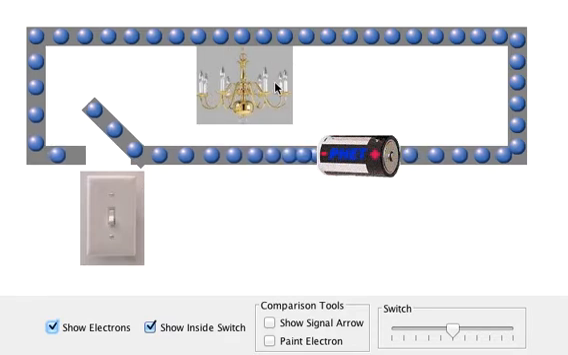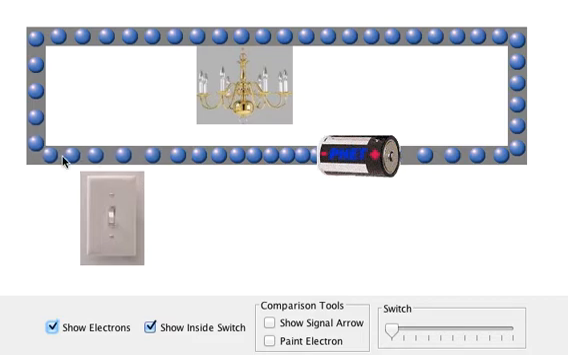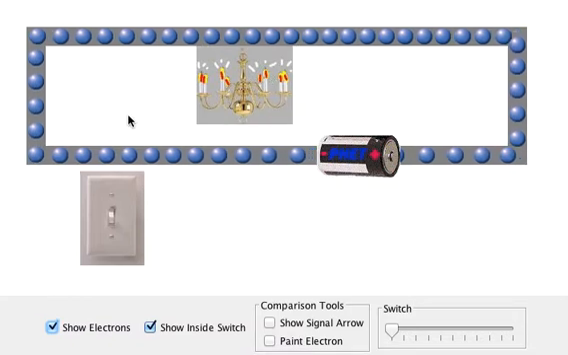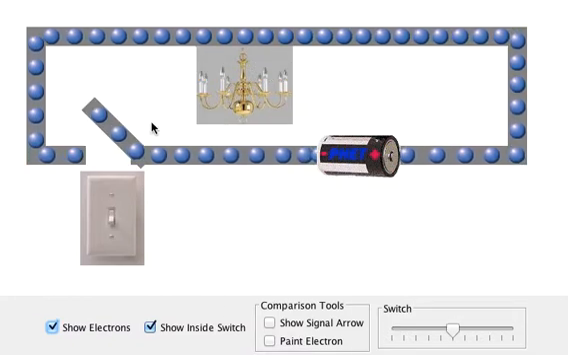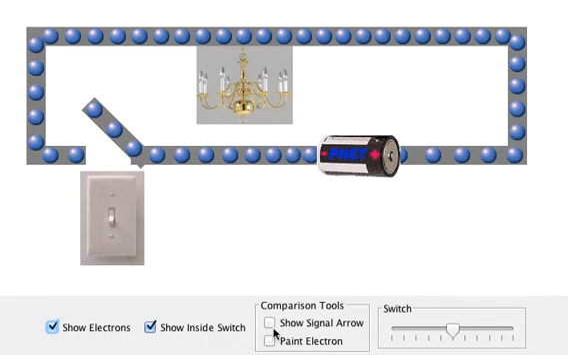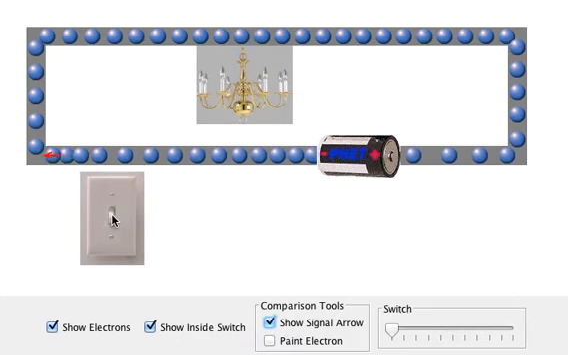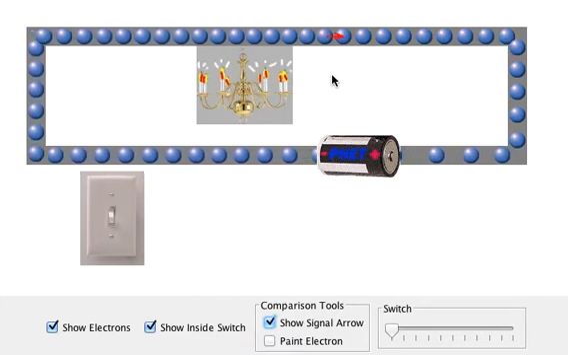Pay attention to the light fixture here. As soon as I close the switch, there's a wave of collisions of electrons that moves around, and when that wave reaches the light fixture, the lights turn on. I'm going to show that one more time by clicking the Show Signal arrow, which will help us to see that wave of electron collisions with a little arrow. Take a look at it now. There's that wave going around. As soon as it passes the light fixture, the lights turn on.